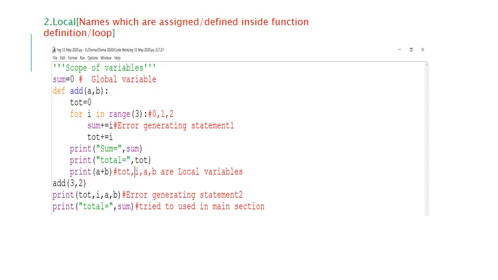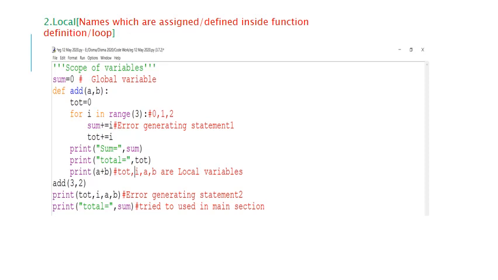And in the next three statements of the add function, we are trying to print the value of sum, tot, and the a plus b result. Remember, tot, i, a, and b are local variables of this particular function definition, which will not be available outside this function definition. In the main statement of the execution, I have tried to call the add function with the values 3 and 2.